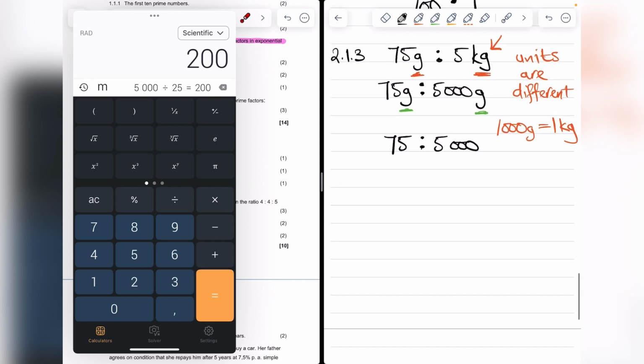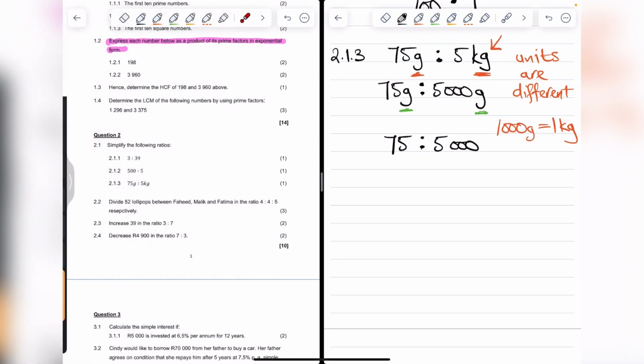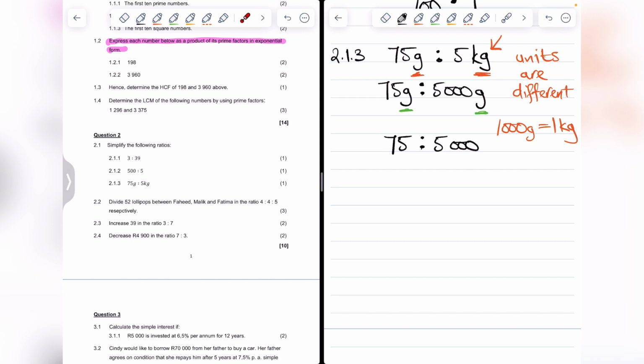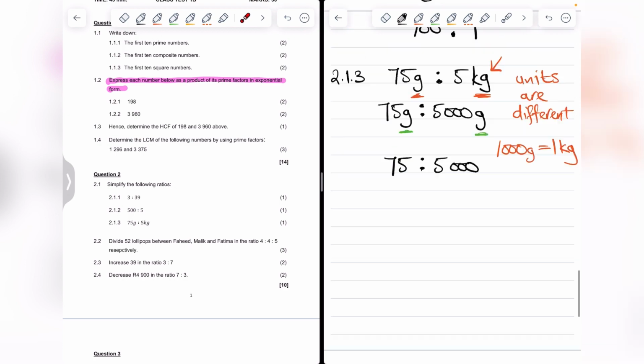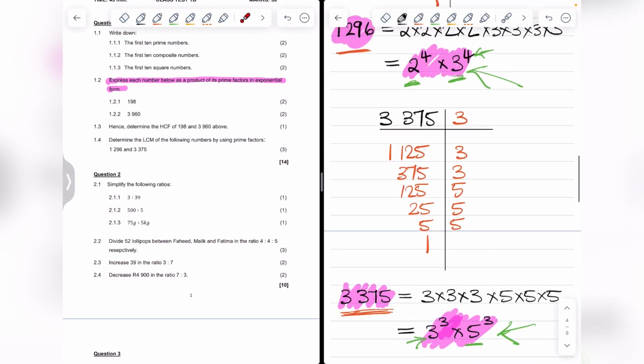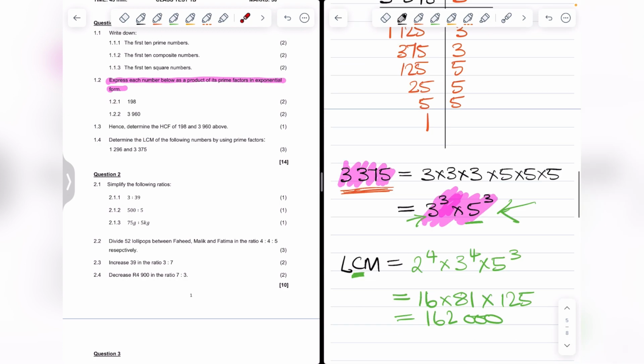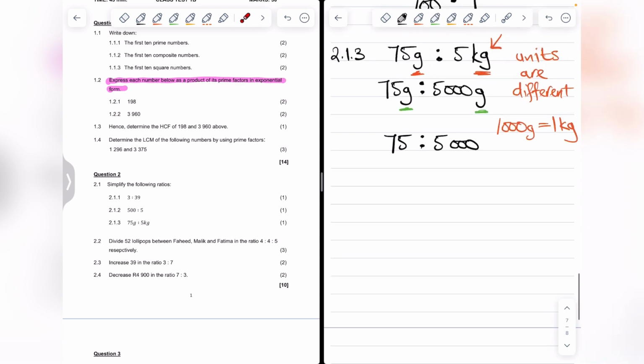So, of course, if you didn't know that offhand, you would have to go and find the HCF, and depending on how good you are with your times tables and how good you are with finding your factors and multiples, it might take you longer or not so long than the next person. You would, of course, then use a ladder method like we did here previously, to find the HCF of 75 and 5,000. But for now, we know here that the HCF is 25.